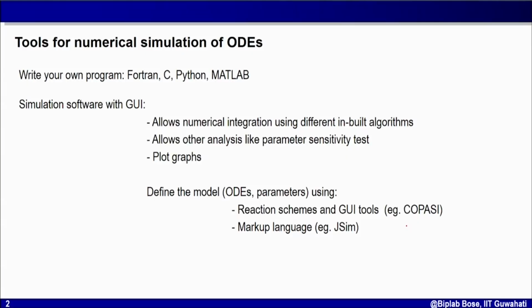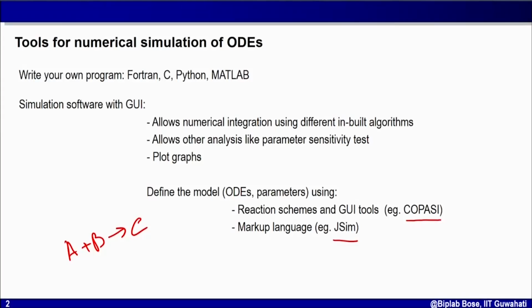For example, with software like Copasi, you can define a reaction just like A plus B reacting to give rise to C, like this. Whereas with JSim that we will learn, we will have to define the model in a specific manner, using a specific language that JSim will understand.